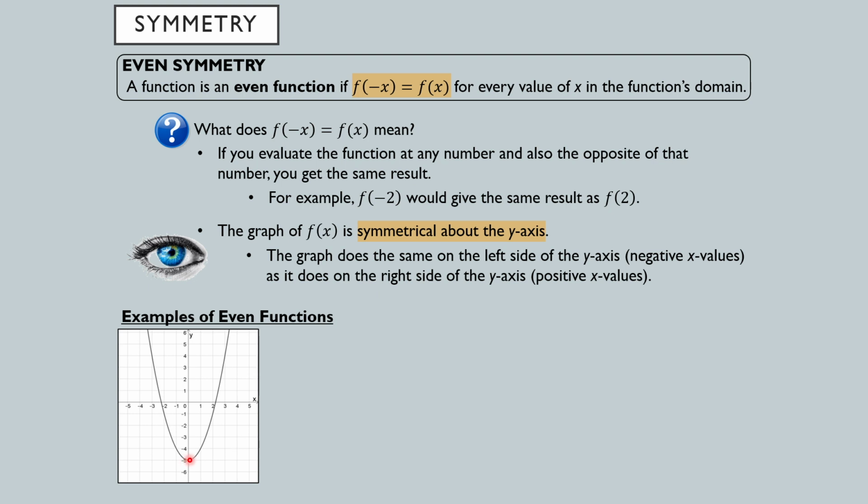Okay, and the reason for that is because it has to do the same thing on the left and right sides of the y-axis. Okay, all parabolas are indeed symmetrical about some line, but it's not always the y-axis.